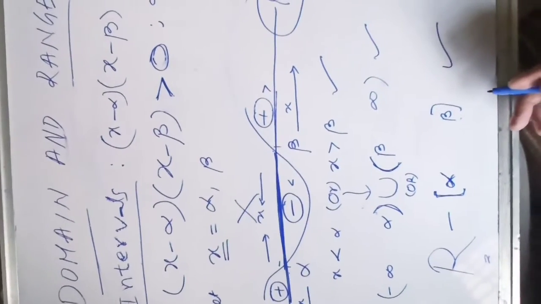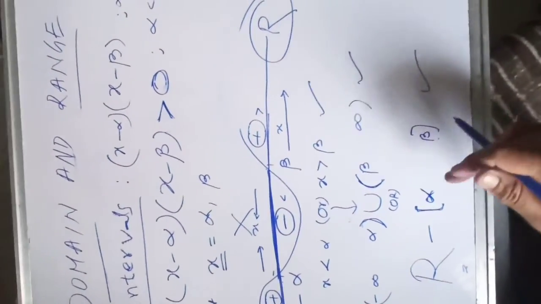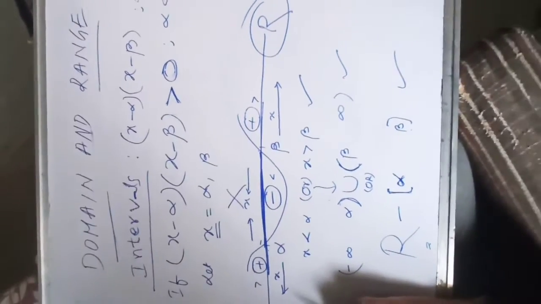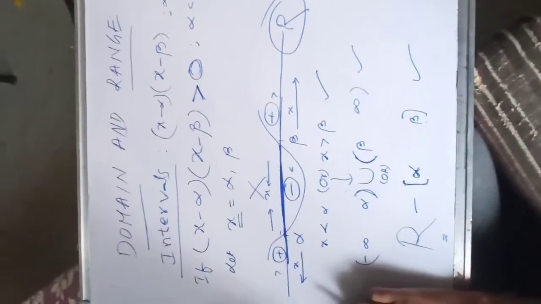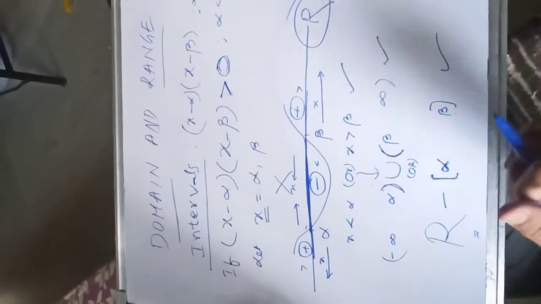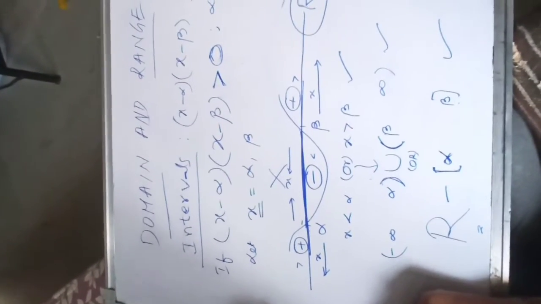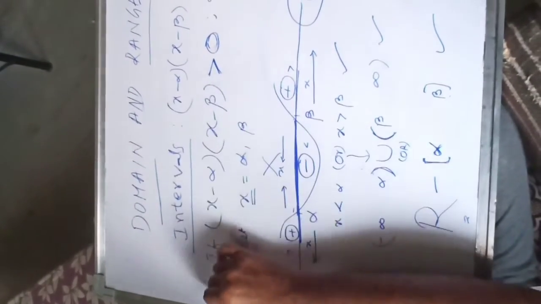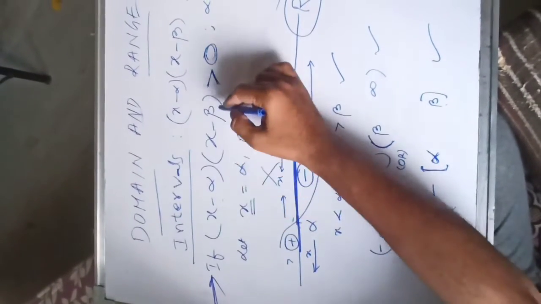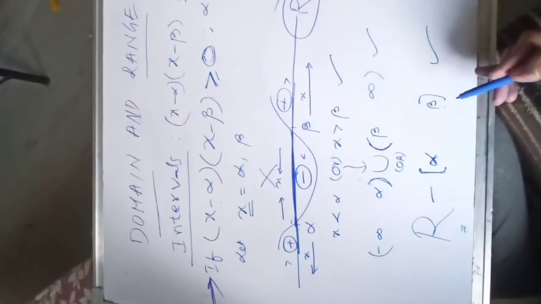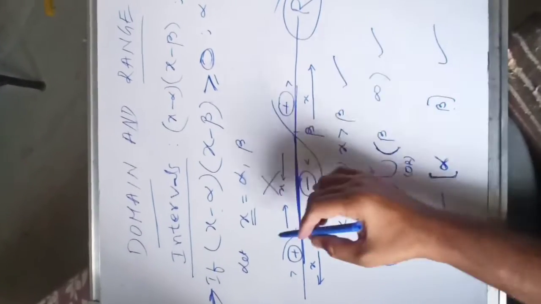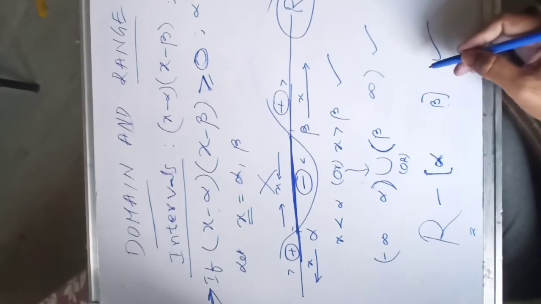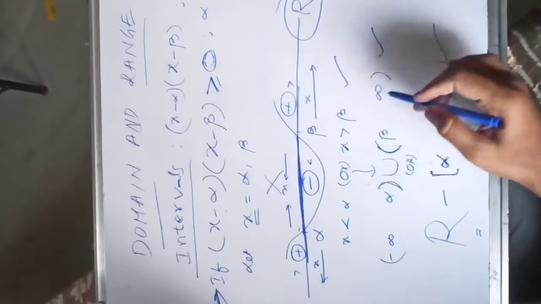These three are right. Anyway, we can write this answer as x minus alpha into x minus beta greater than 0, and that interval we can write like this. The next case is x minus alpha into x minus beta greater than or equal to 0. Then x equal to alpha, beta are the factors, and the same thing we write like this.